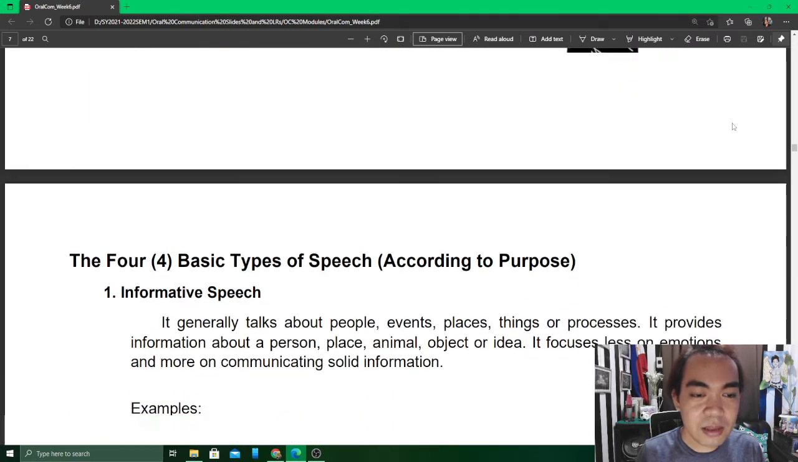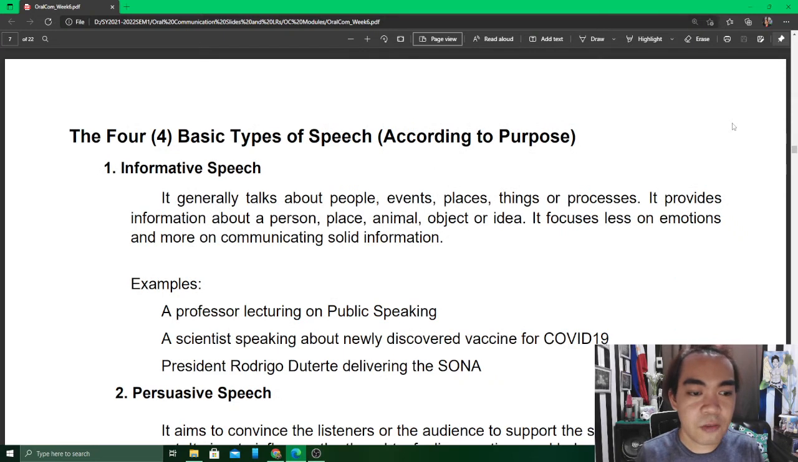Now here we are given the short discussion regarding the 4 basic types of speech according to purpose. This is the main content of the module. Informative speech, number 1, generally talks about people, events, places, things, or processes. Its sole purpose is to provide information. That is all you need to remember. When we say informative, it gives information. For as long as it gives information, it is informative.